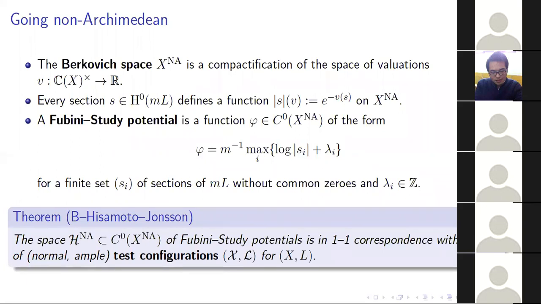So what you do is you use sections of L to embed X in some projective space, and then you pick some simple linear C-star action on the projective space, and you degenerate X using the C-star action. The family that you get in this way, which lives over C, is a test configuration, script X, and it has a line bundle, a polarization, script L. So that's a test configuration. And the line bundle is ample. If you take the normalization, then you get a normal ample test configuration. And these gadgets are in one-to-one correspondence with the functions in the space H^NA.